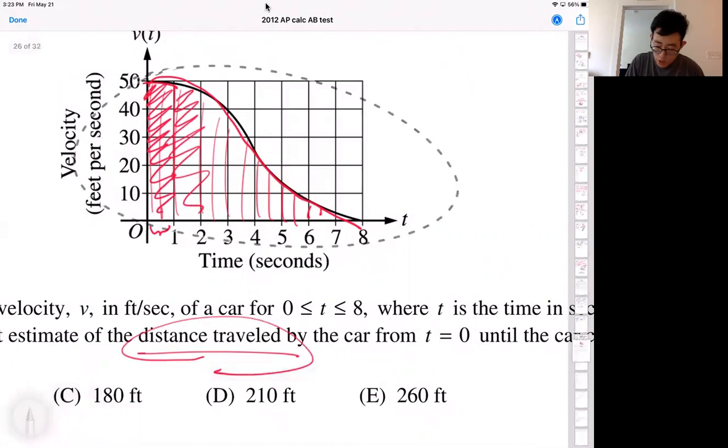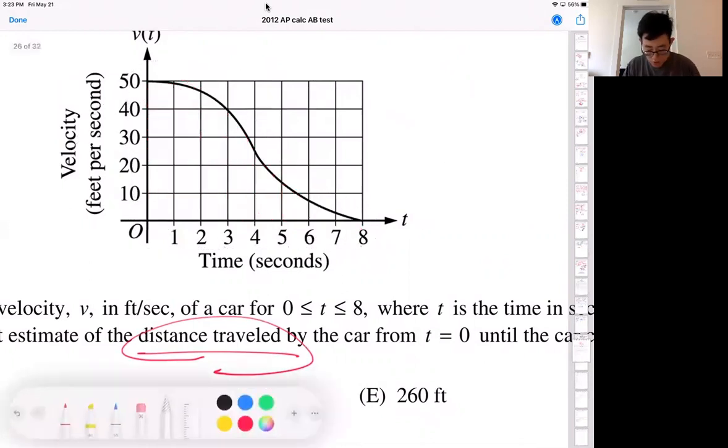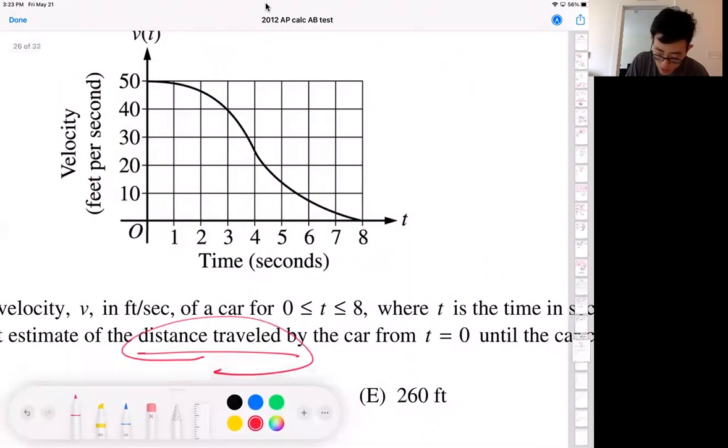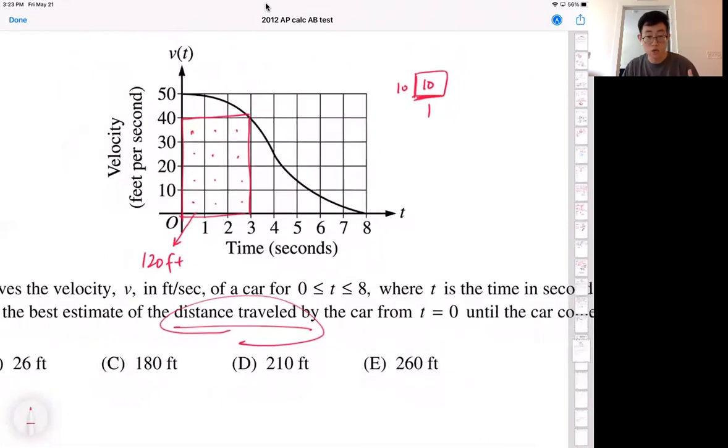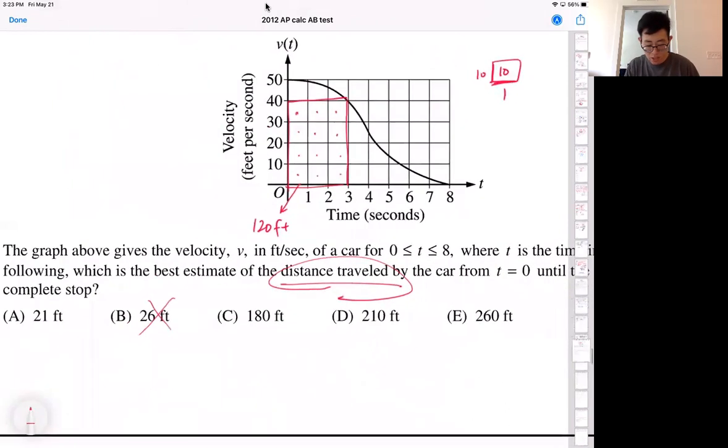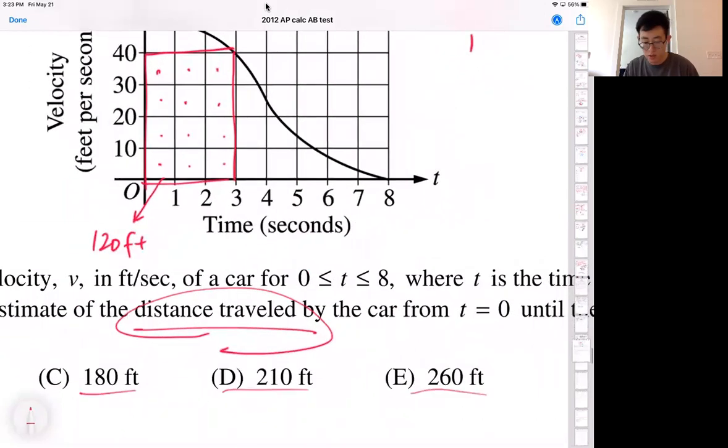There are many different ways you can do it, but the way I did it when I first did this was to look for all the complete squares. Every square is worth about 1 second this way and about 10 feet that way, so if you multiply them, you get about 10 feet per square. That's 1, 2, 3, 4, 5, 6, 7, 8, 9, 10, 11, 12. So that's 12 squares, and each of them gives me 10. I already know this car has traveled well over 120 feet. Let's eliminate answer choices A and B for now. So we are really down to these three.